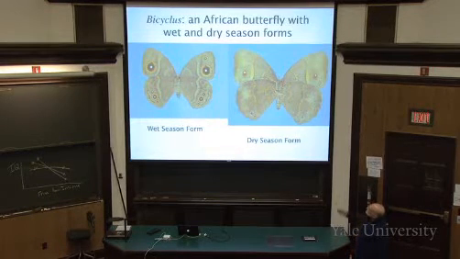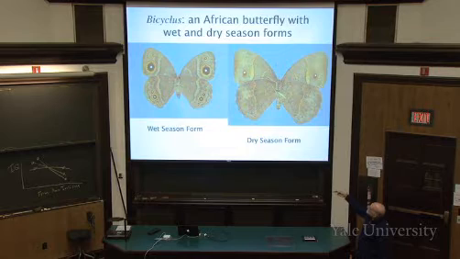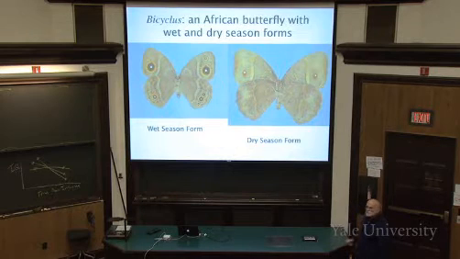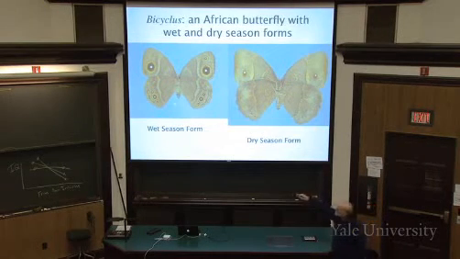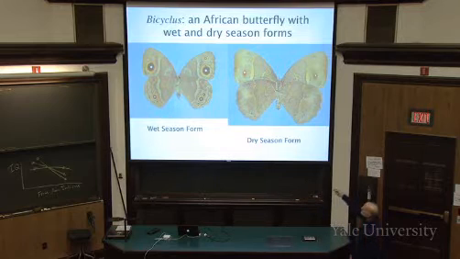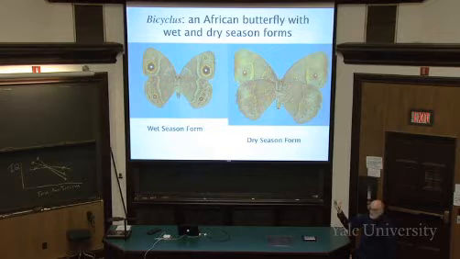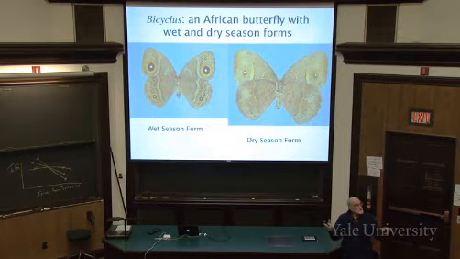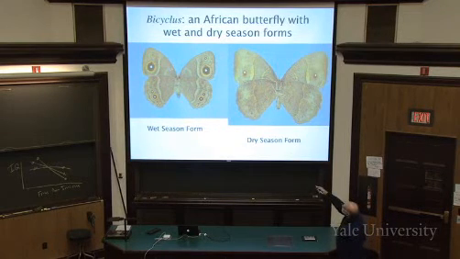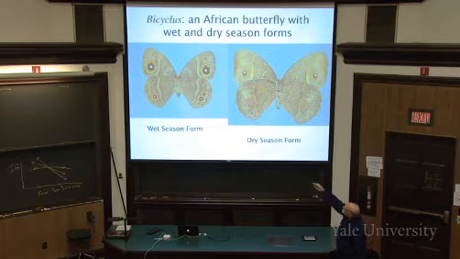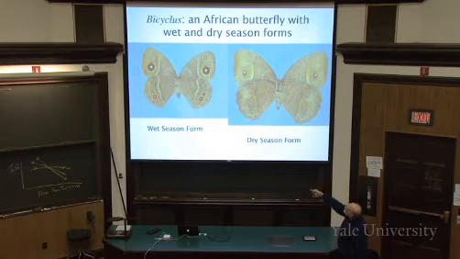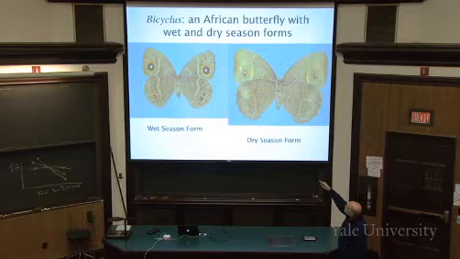And in fact, these are 2 brothers who have been produced in the laboratory, with this one being raised under wet season conditions and this one being raised under dry season conditions. So one genotype can elicit a range of phenotypes. And you can see that in the process, the eye spots change considerably in their size and intensity.